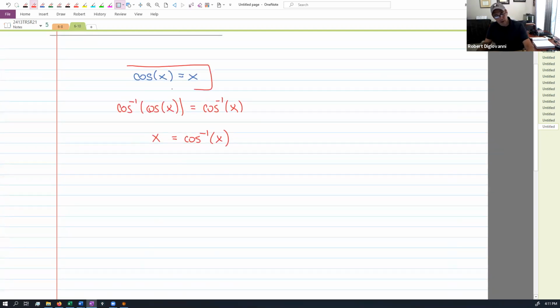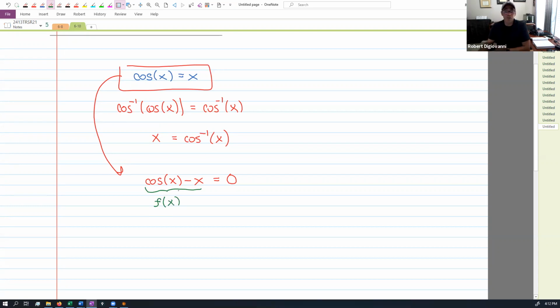If you take this equation and move everything to the left-hand side, if you're computer science, then you should pay attention to this, all right? This right here, I'm going to rename that f of x. I'm going to call that a function.